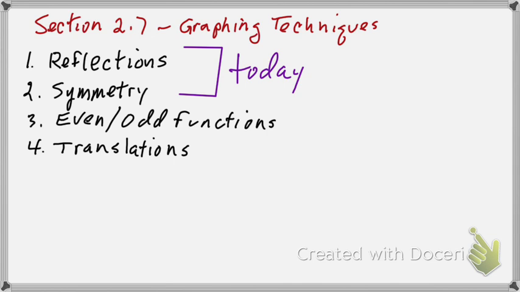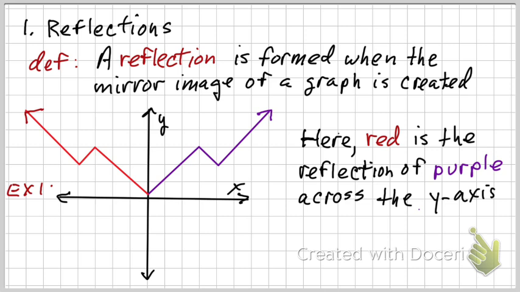Let's take a look. First idea here is about reflections, also known as mirror images. Now here it's saying red is a reflection of purple, but you could also say purple is a reflection of red. It works both ways. And this is across the y-axis.